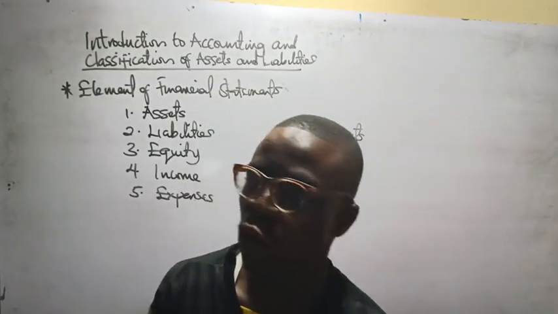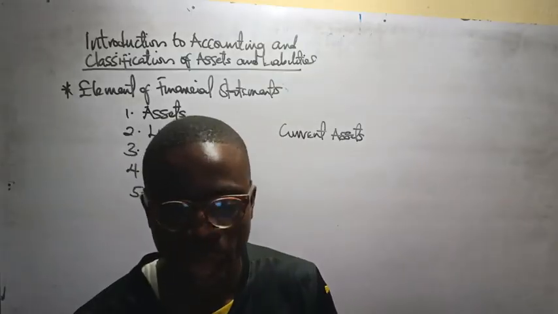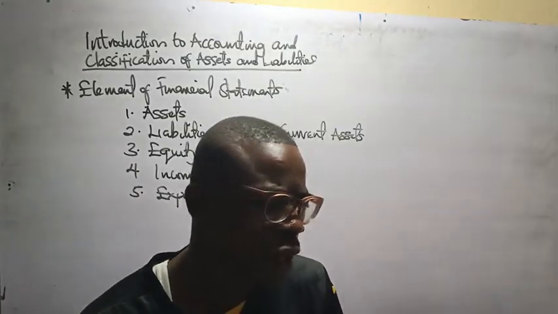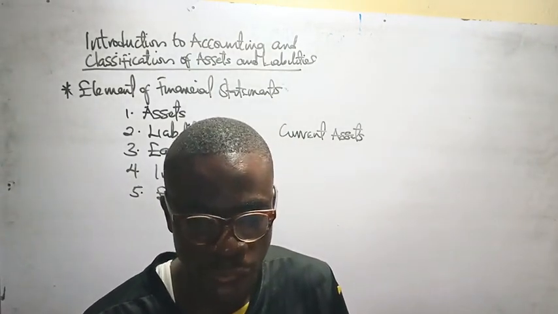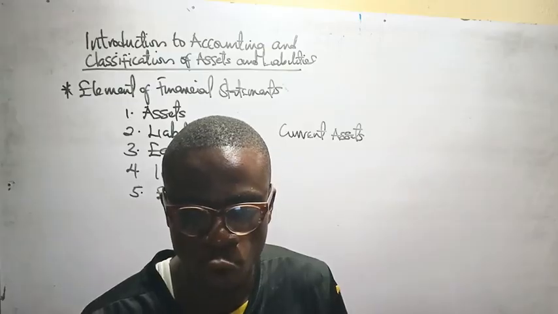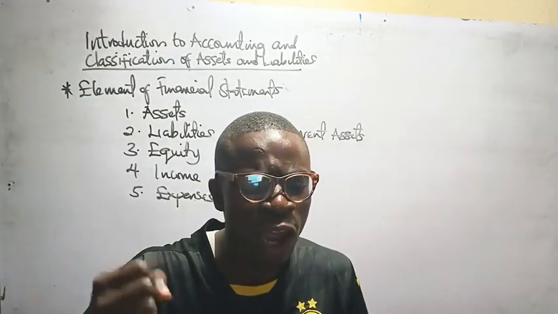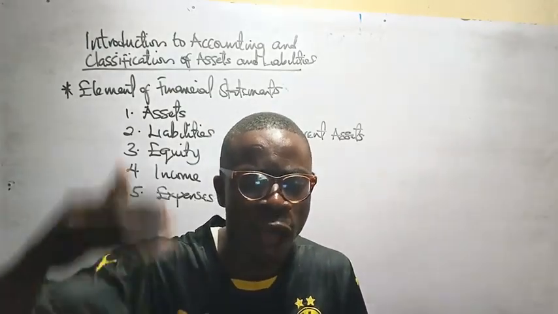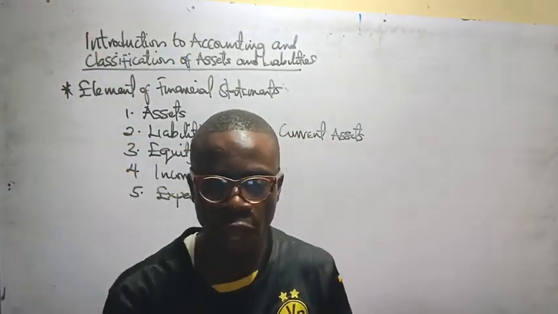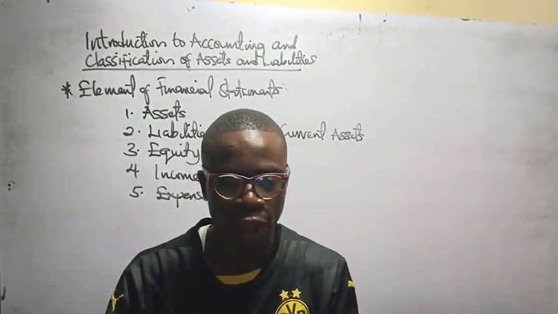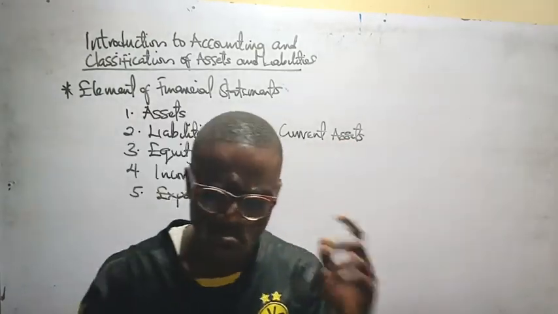Now, what is a current asset? Current assets refers to short-term resources owned by a business entity. By short-term resources, we mean assets that are used or can be consumed within a year. That is what we call current assets. But those that cannot be consumed within a year, or that will be consumed after one year, fall under non-current assets. The ones that can be consumed within a year are current assets.